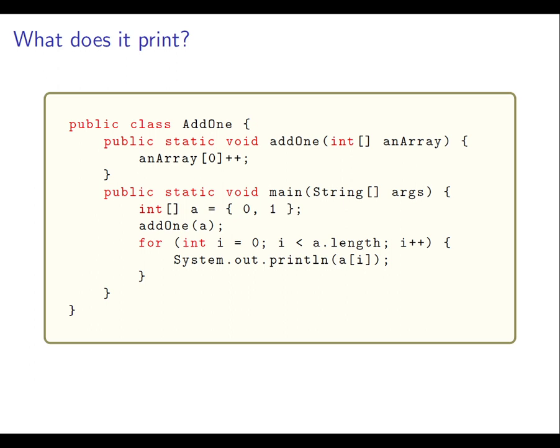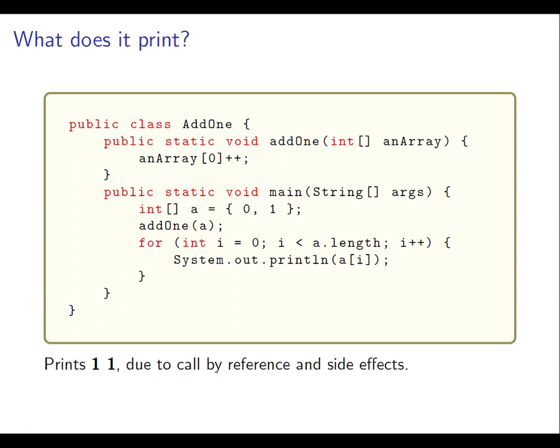What's going to happen? We've got a main function, we set up an array with 0 and 1 in it. We call our add1 function. We're going to do this quite a number of times in different variants. In this case, our add1 function takes an integer array called an array and it increments the 0th index into that array. And then we print out the resulting elements of the array back in the main function. Now, what's this going to print?